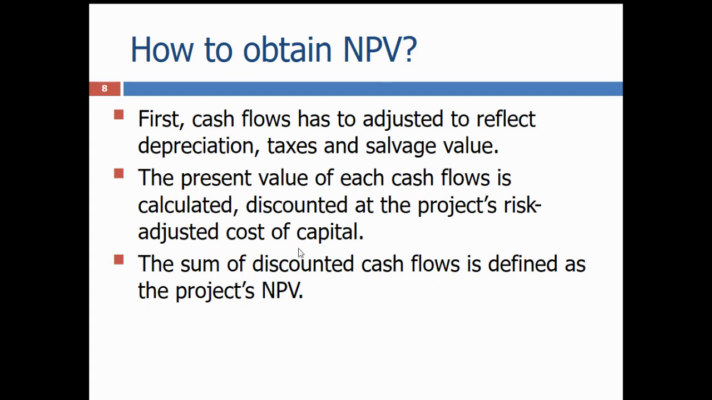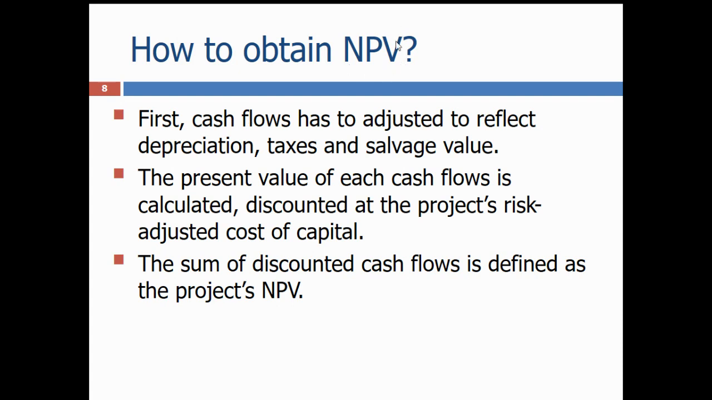All right, the second point would be the present value of each cash flow is calculated, discounted at the project's risk-adjusted cost of capital. It means once you calculate your cash flow, all right, we're going to look at the examples later on. Every year you want to calculate what is the cash inflows, what is the cash outflows, right? Once you calculate every year, all right, then you have to discount it in order to calculate the present value. See, that's the whole idea of net present value.